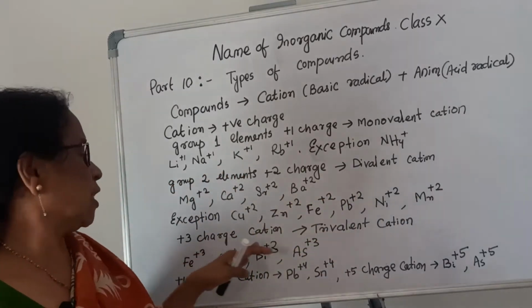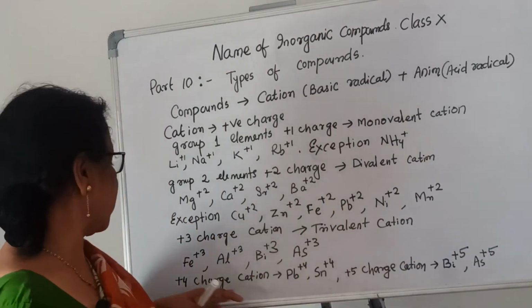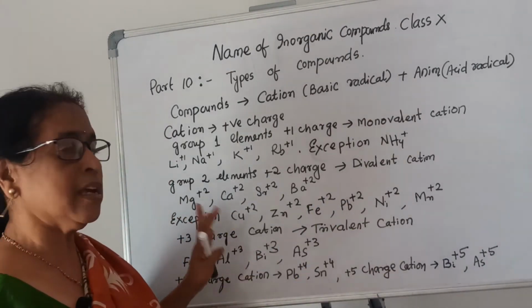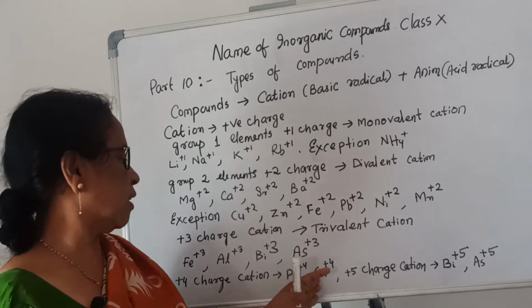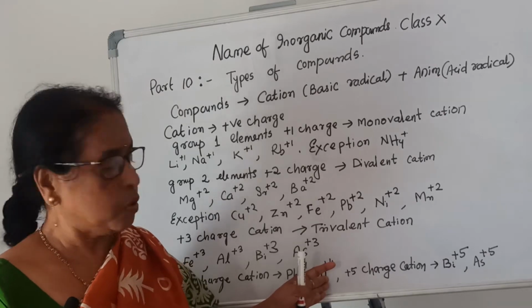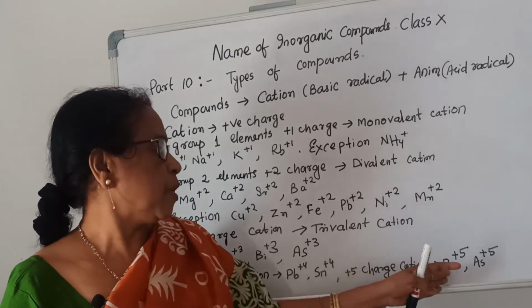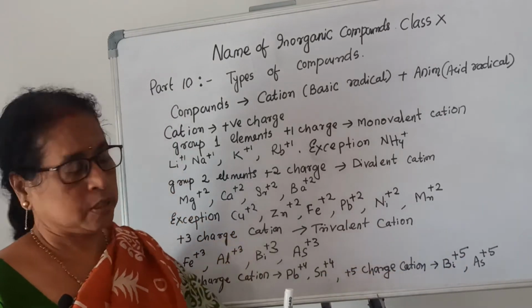And plus 3 charge, that is trivalent cation, here Fe plus 3, Al plus 3, Bi plus 3, As plus 3. It also shows that lead and tin also show plus 4. Similarly, bismuth and arsenic also show plus 5.